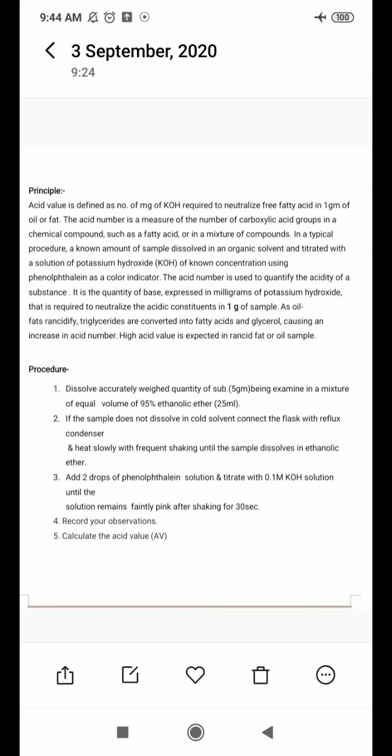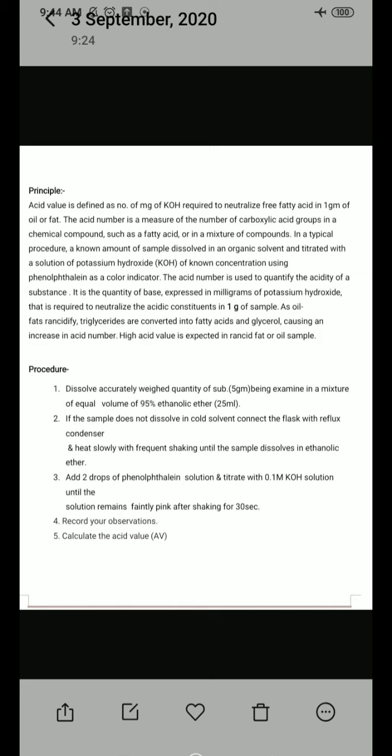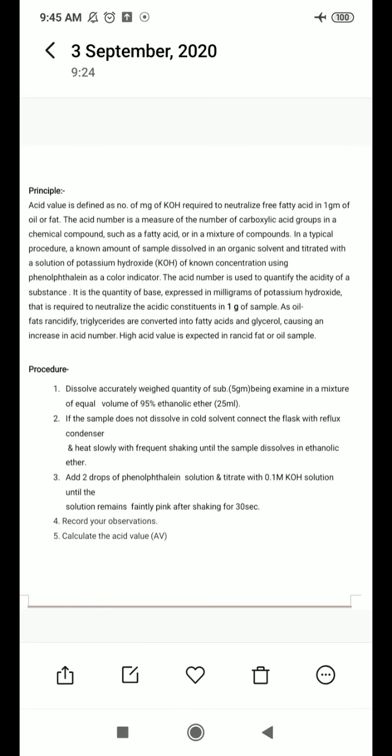If for a 5 gram sample you have to take 25 ml of 95% ethanol and ether, so what is it for 1 gram? If the sample is 1 gram, then we have to take 5 ml of 95% ethanol and ether. This is the basic conversion you can take, which is possible.